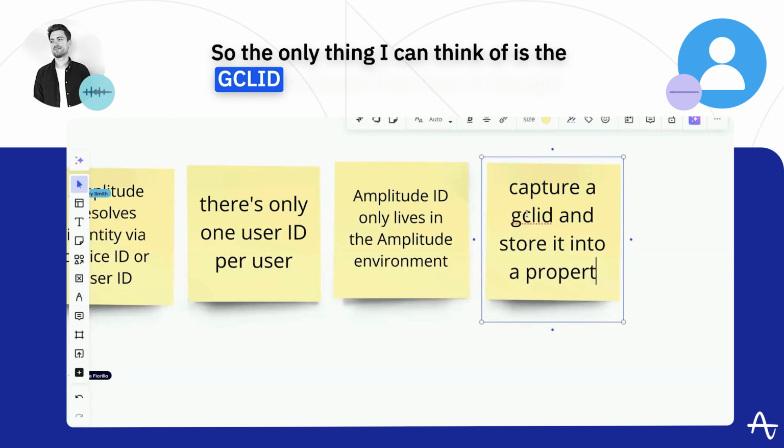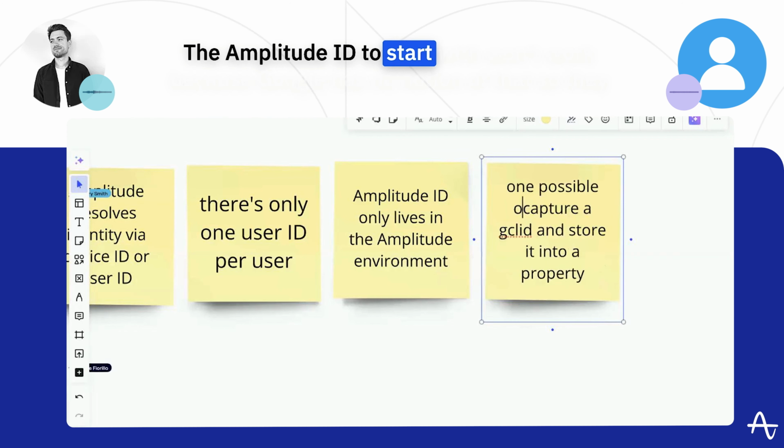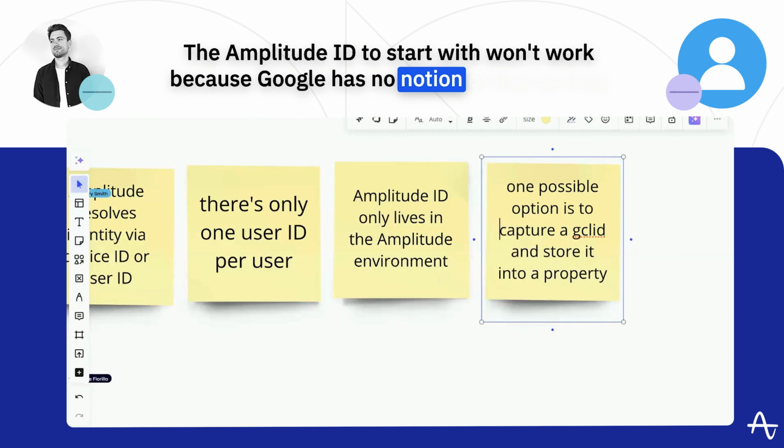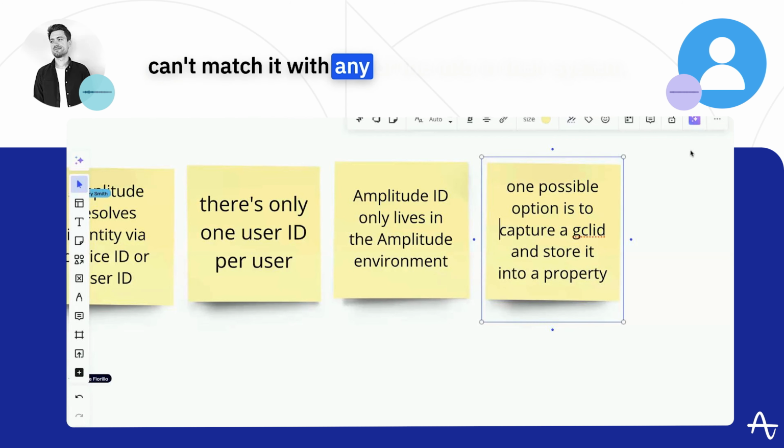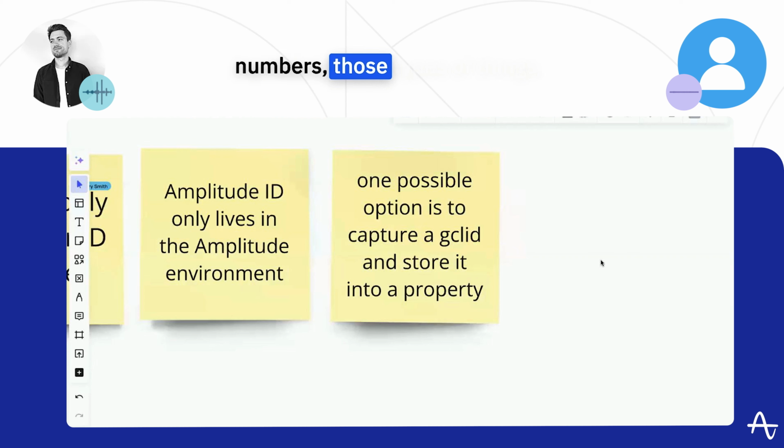The only thing I can think of is the GCLID, because that lives in Google's system and they can match with it. The Amplitude ID won't work because Google has no notion of that, so they can't match it with any of the info in their system. The alternative is probably hashed PII, like email addresses, phone numbers, those types of things.